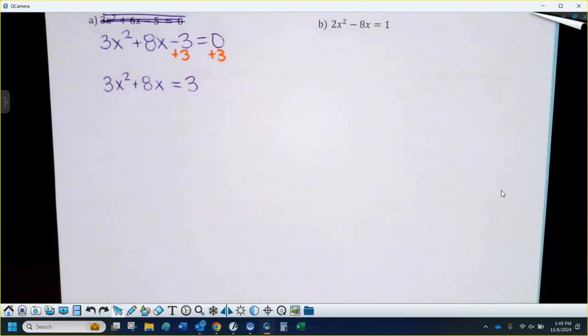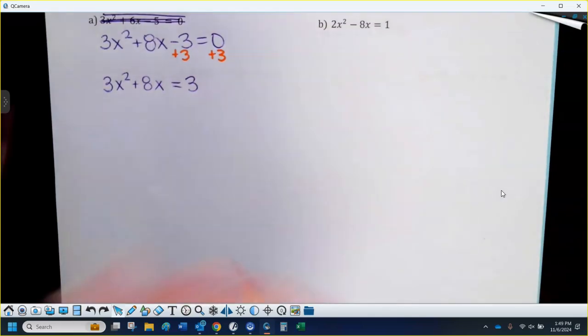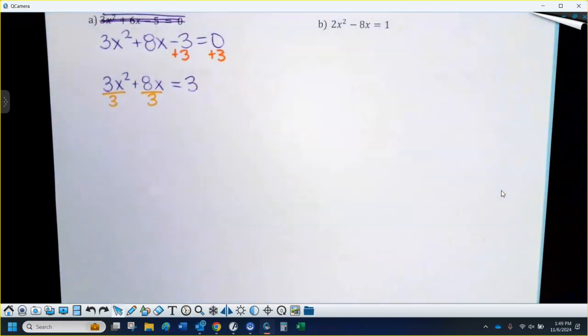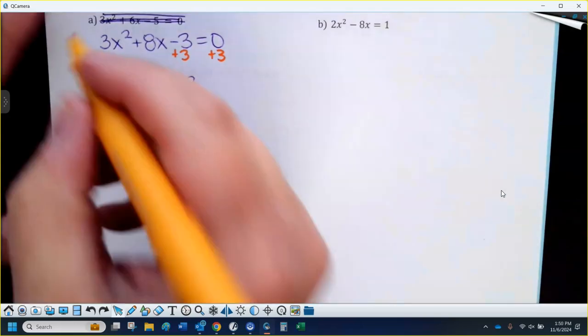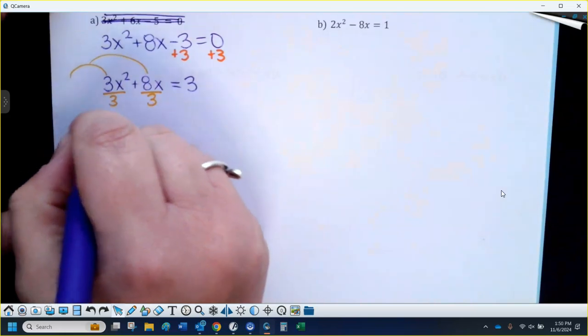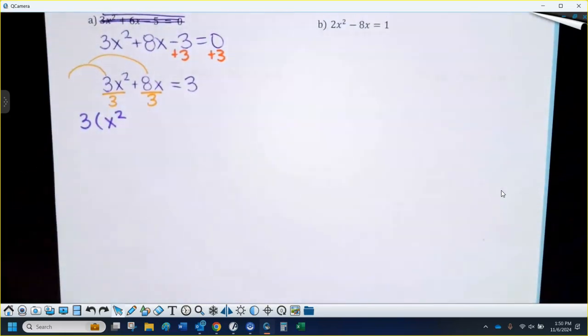Okay, now this one's going to be weird. So if your a value is not 1, what you need to do is divide only the left side of that equation by whatever your a value is. So I'm going to divide a 3 out of both of these terms. The reason this is extra tricky is because that linear term, that 8, is not actually divisible by 3. So when I write this, it's going to look like a fraction. So I'm going to pull 3 out in front. This will make the quadratic term just a 1x squared.